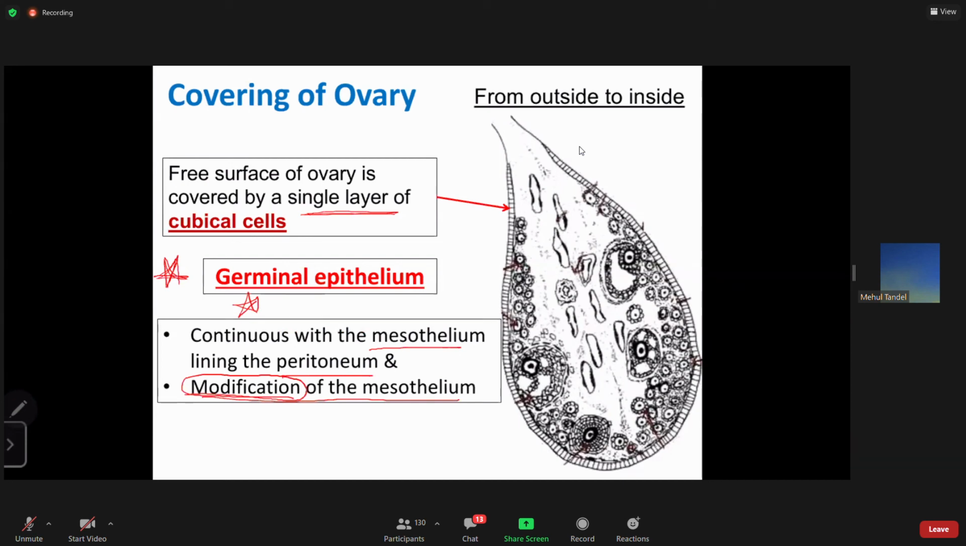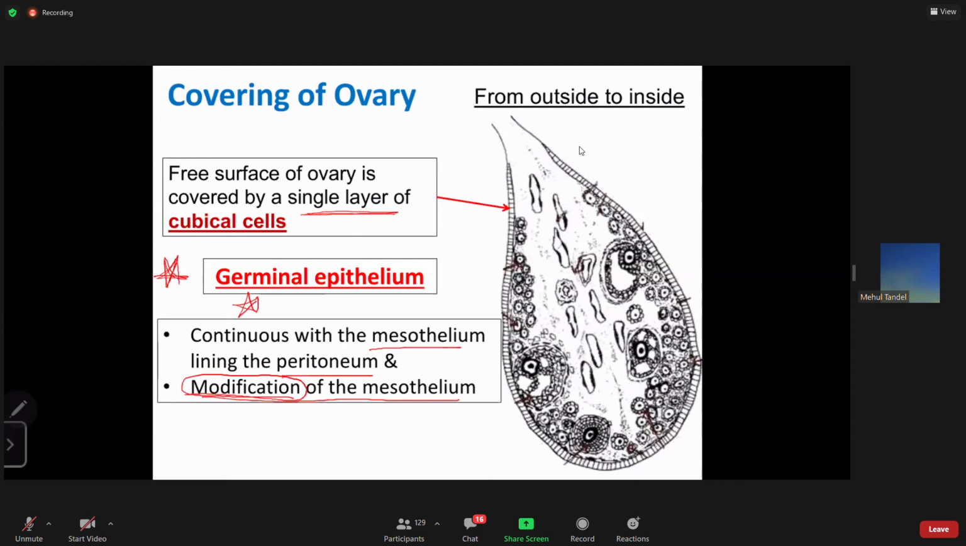Write in the chat box: does this epithelium produce germ cells? Yes or no? Germ cells यहाँ से आते हैं, germinal epithelium से आते हैं. Ovum, oocytes, you can say. Gametes are derived from the dorsal wall of yolk sac. आपको पता तो है एम्ब्रियोलॉजी में.